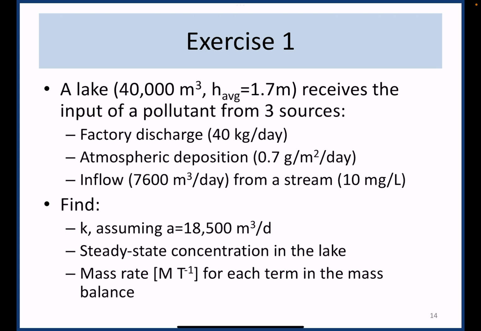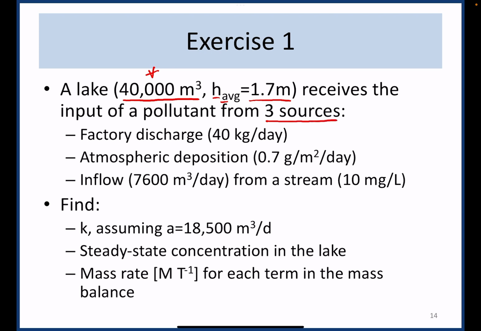Let's consider this exercise. The lake has a volume of 40,000 meter cube. The average depth of the lake is 1.7 meter. It receives an input of a pollutant from three sources. So there are three sources of pollutant coming to the lake.